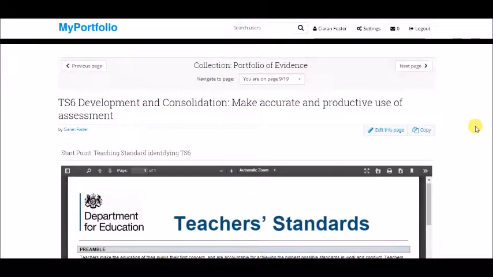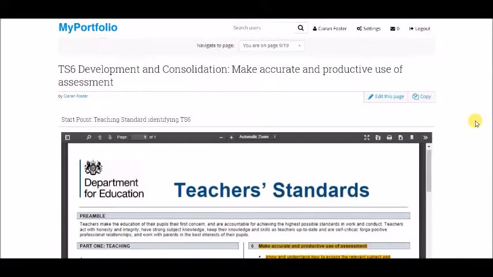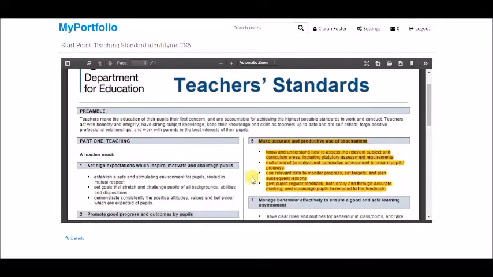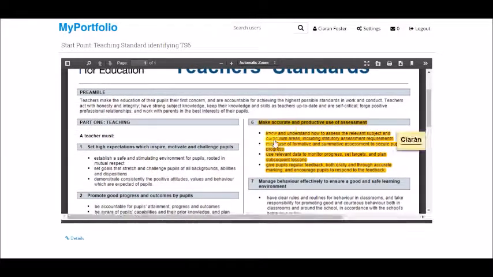So just looking at teaching standard 6, make accurate and productive use of assessment. The start point is our teaching standards, looking at TS6 again. It's just to understand how to assess relevant subject curriculum knowledge, make formative and summative assessment, which we'll look to go on throughout this standard, and give pupils regular feedback both orally and through accurate marking, and encourage students to respond to feedback.